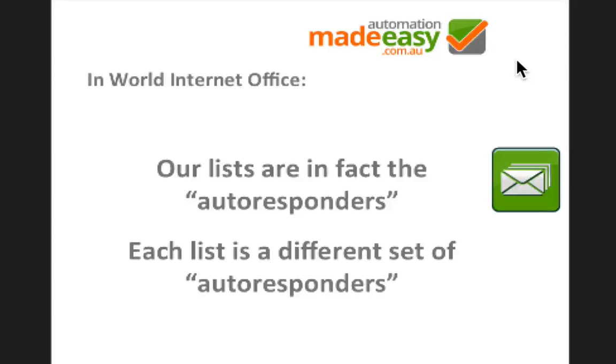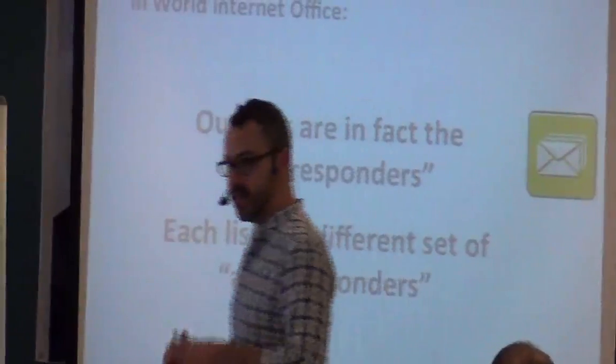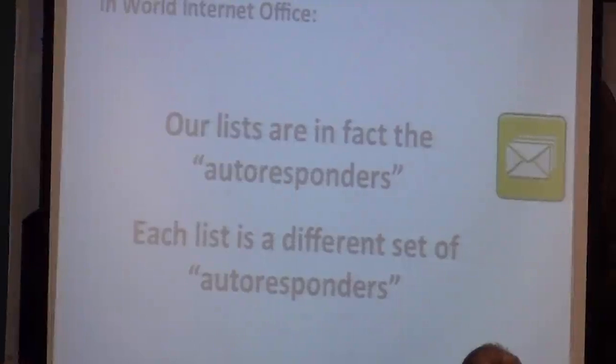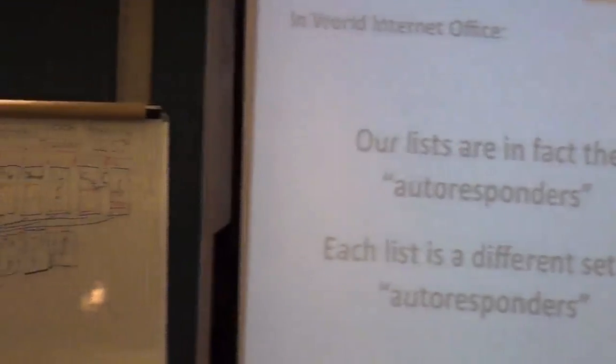Each list is a different set of autoresponders. So if you go to autoresponder and go towards the people that are in that list, those people are associated with a set of emails, or if you go to the set of emails, there's a different set of people associated with that. Make sense? Any questions so far? No? Okay, good.